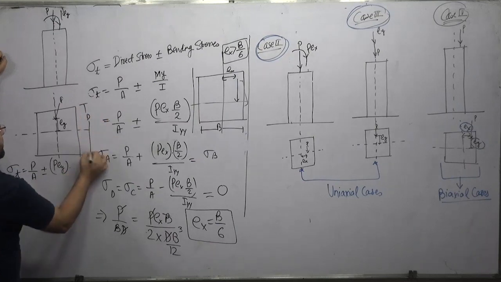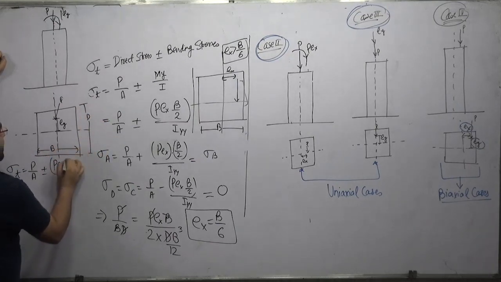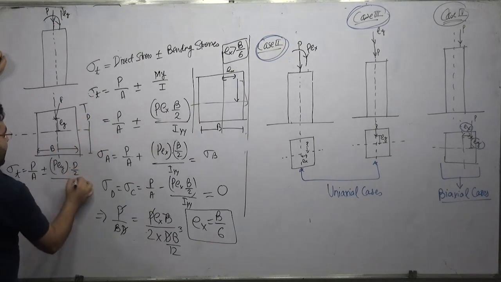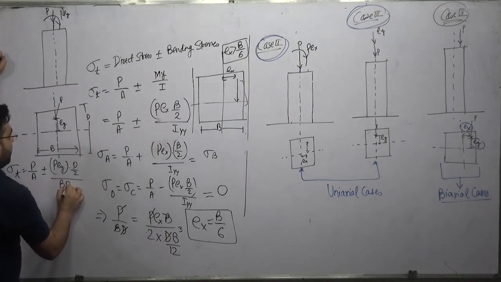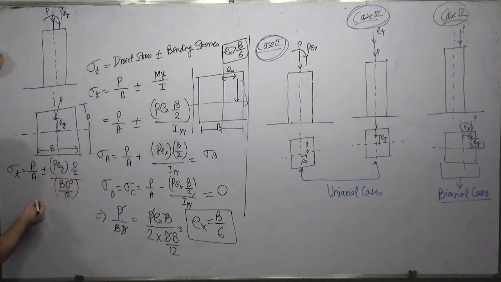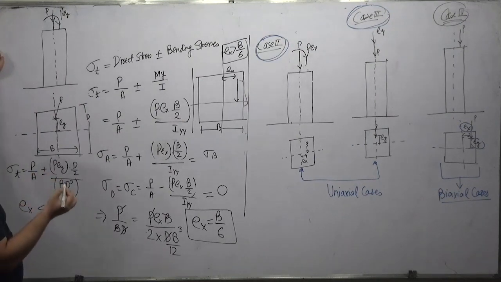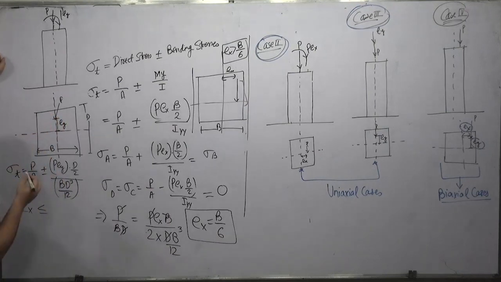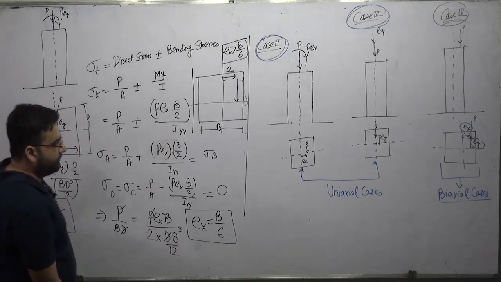This is D and this is B. Now Y will be equal to D by 2 and I will be equal to B into D cube divided by 12. You will be getting the same value. It should be smaller, because at 0 there is also no tension, but after 0 it is negative, it is tension. It should be less than or equal to D by 6.